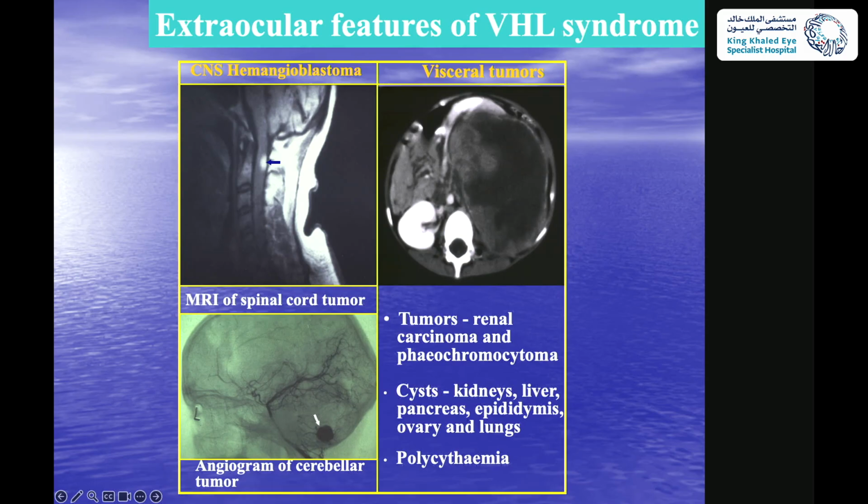There are also the extraocular features of VHL, like the hemangioblastoma of the cerebellum, spinal cord, medulla, as our patient has, or pons. And they can also develop retinal carcinoma, pheochromocytoma, different cysts in the body, in the kidney, in the pancreas, in the liver, the ependymal location, and ovarian and pulmonary cysts are also being reported. And you can have pancreatic islet cell tumor and also lymphatic sac tumor of the inner ear. And the other feature may be that of polycythemia.